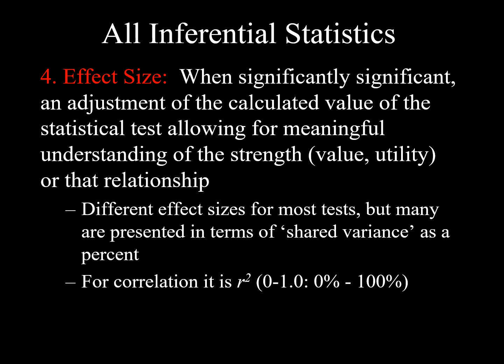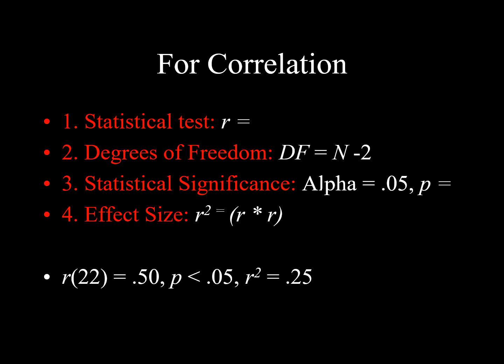You should also always double check if a study is providing effect sizes, make sure they're significant before you really look at them. Generally, most researchers know not to present effect size if something isn't significant, but that doesn't mean that's always going to be the case in every study. There are different effect sizes for most tests, but many are presented in terms of shared variance as a percent. For correlation, it's R squared. Generally speaking, most effect sizes are going to be on a 0 to 1.0 scale, but not all of them. Some of them are going to have their own types of effect sizes, especially the more complex tests, with their own bars as far as what is meaningful in difference.